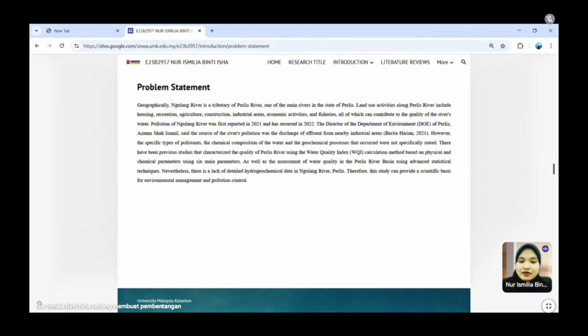There are previous studies that characterize the quality of Perlis River using the Water Quality Index (WQI), as well as the assessment of water quality in the Perlis River basin using advanced statistical techniques. However, there is a lack of detailed hydrogeochemical data in the Mulang River, Perlis. Therefore, this study can provide a scientific basis for environmental management and pollution control.